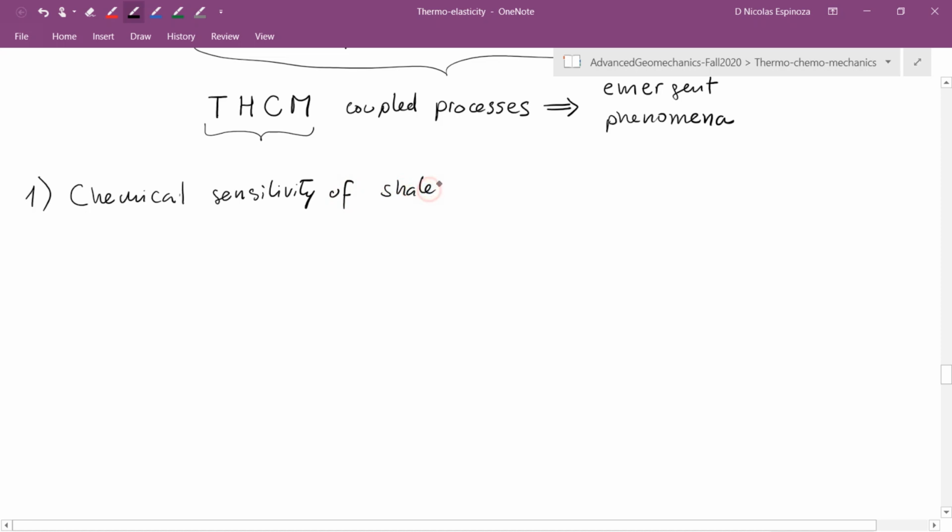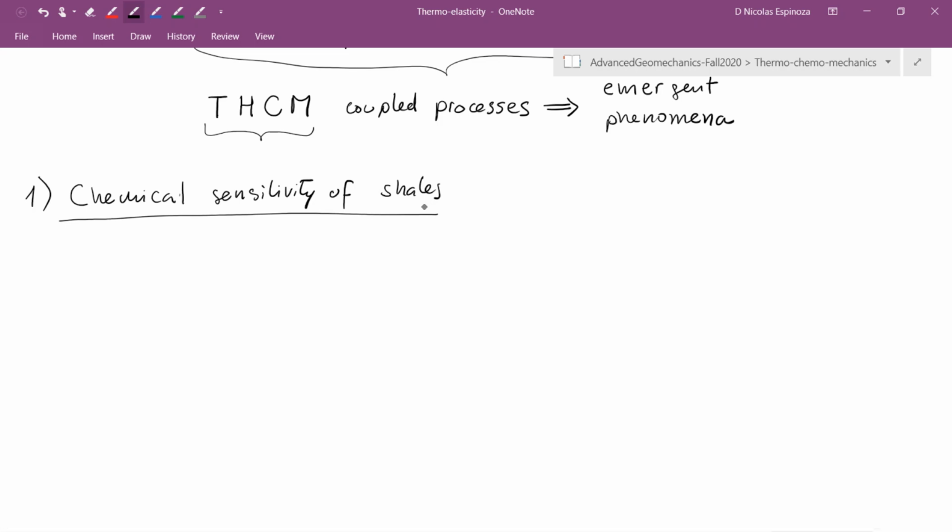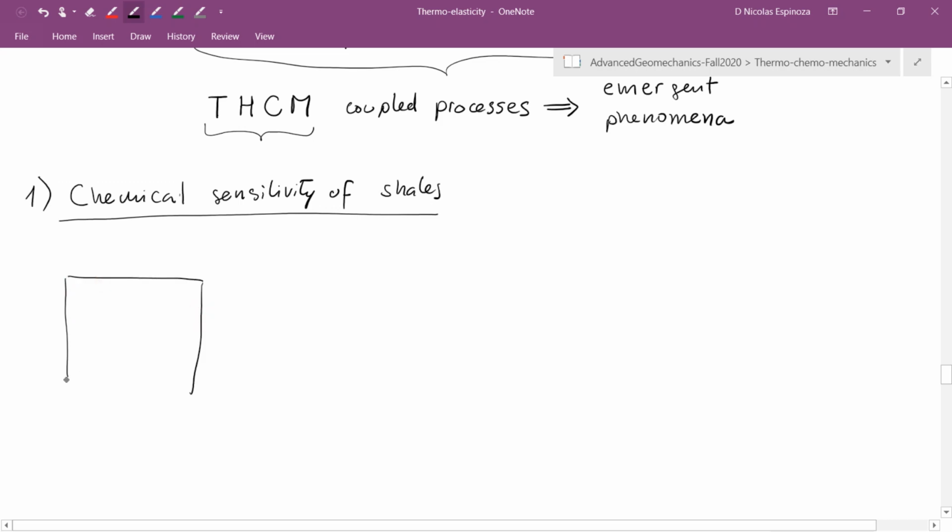And we know that shales are rocks that many times are composed of a majority of clays. In this case, what we have is a phenomenon which is due to the interaction between the pore fluid and the clay within the rock. A clay rock, or a mud rock, or a shale has as a building component clay platelets.